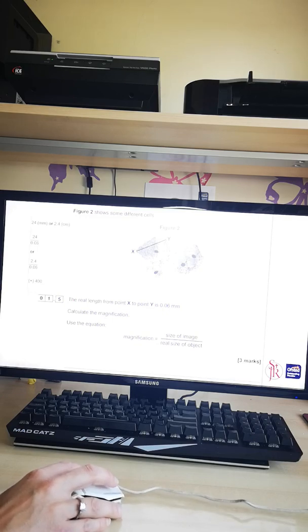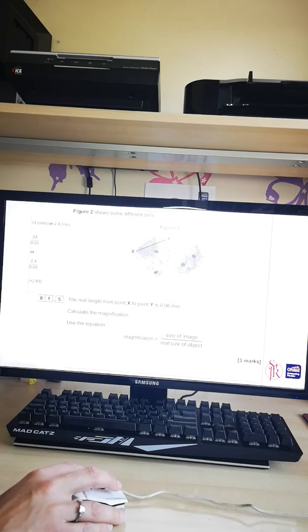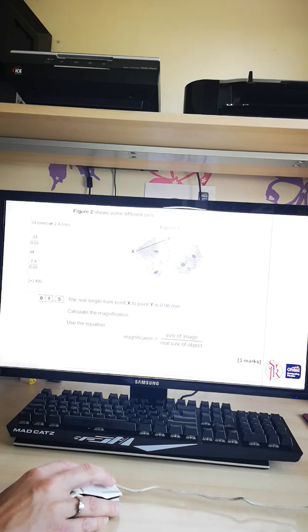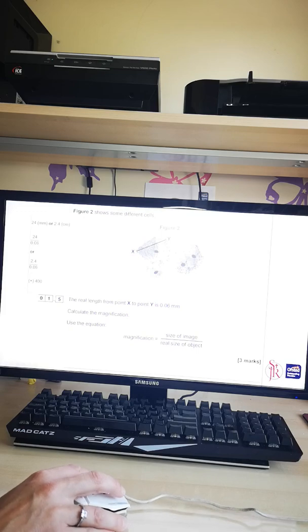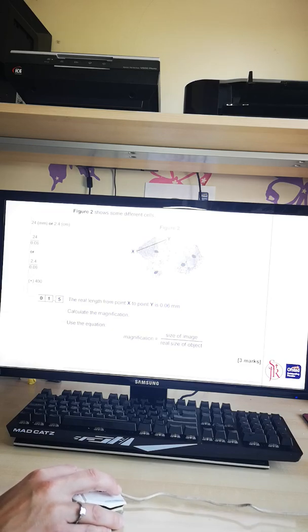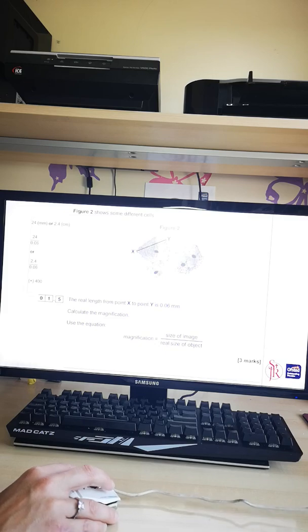Now, it's really important here, I would say, to make sure you measure in millimeters. So to do this one correctly, you would have measured from X to Y at 24 millimeters. That would have given you your image size. You would have times that by 1,000 to convert it into micrometers. Oh no, you wouldn't. You would have kept it the same, sorry, because they've given you this in millimeters, the real length.